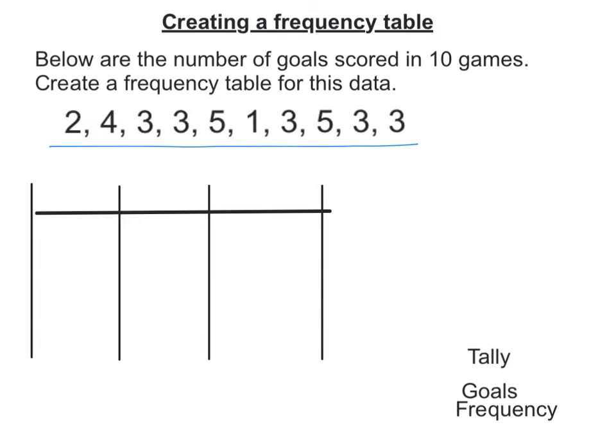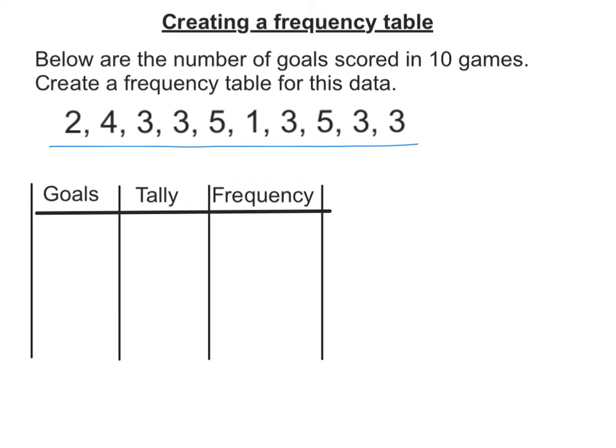Now, in the first column, we'll have the number of goals. In the second column, we'll have a tally, and then we'll add up that tally and call that the frequency. So the number of goals scored in each of the matches. Well, we could have no goals, 1 goal, 2 goals, 3 goals, 4 goals, and it looks like the biggest number is 5. So once we get to 5, we don't need to go any further.